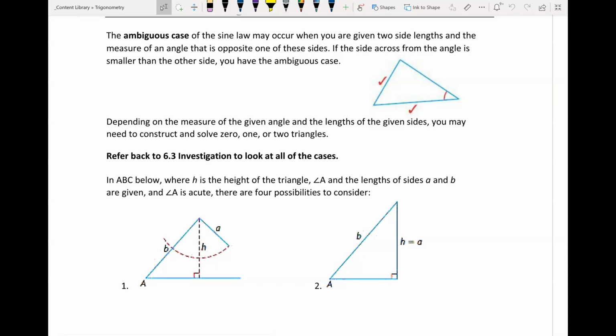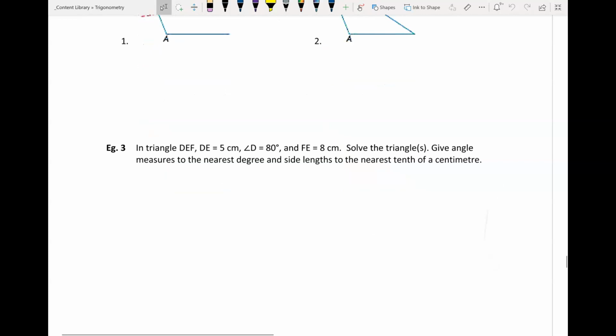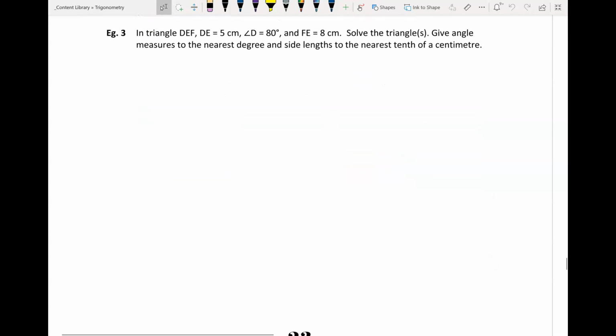If we refer back to 6.3 when you did an investigation, you probably figured out that you can create more than one triangle sometimes depending on the sides and the angle that was given. So we're going to go ahead and do questions just like that and consider the possibility of having a second triangle. So here's our example.